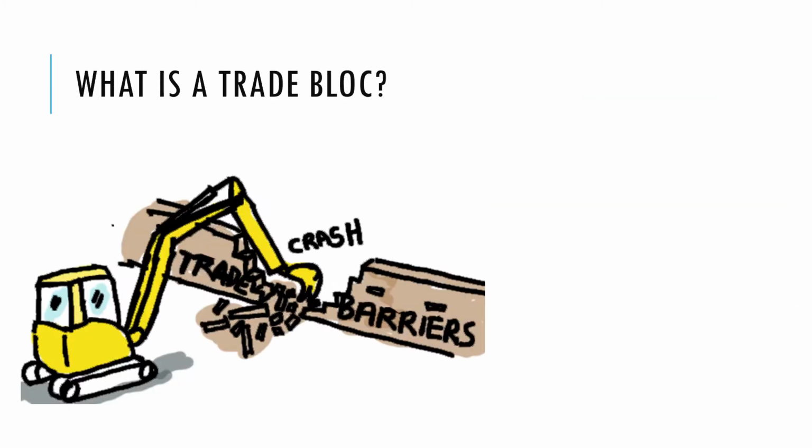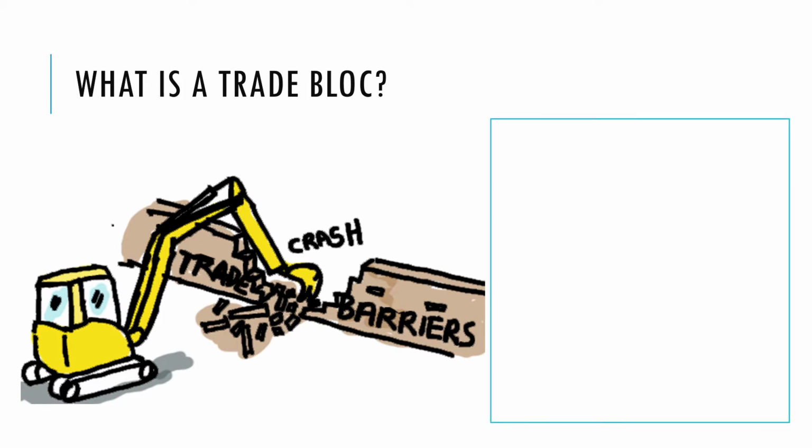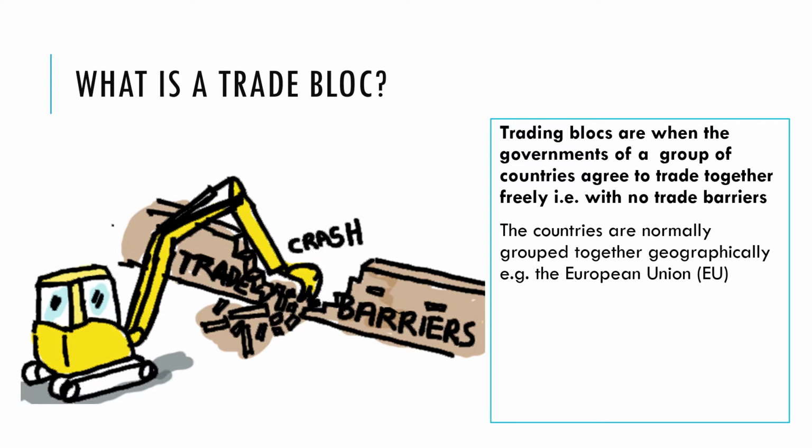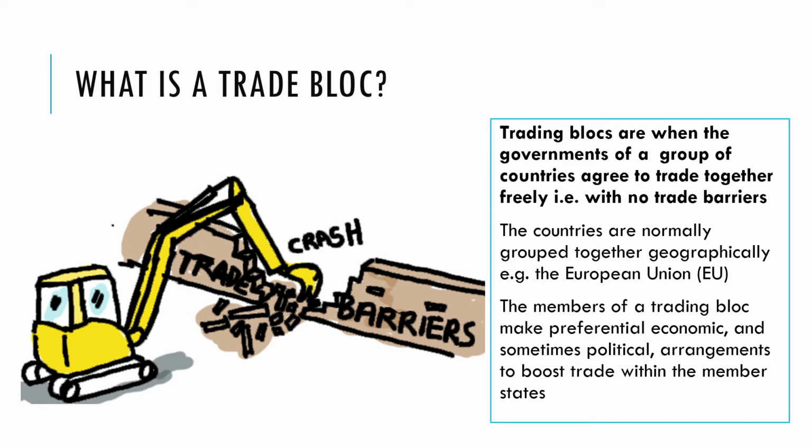So let's start off with what is a trade block. Well, a trade block exists when governments make agreements between themselves to do with trade. Normally, this is to make trade more free, so to remove trade barriers and encourage trade between the member states. Often, these countries are close together geographically because it makes sense in that respect, because trade is easier to do with a neighboring partner. Sometimes a trading bloc can have agreements that aren't just on trade, they can also sometimes evolve into political arrangements as well.